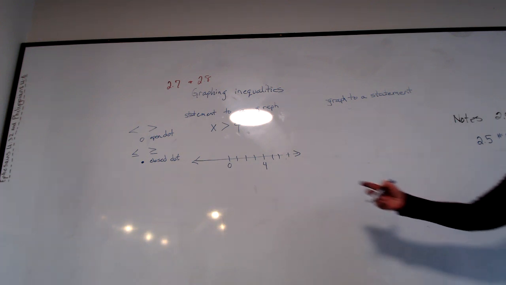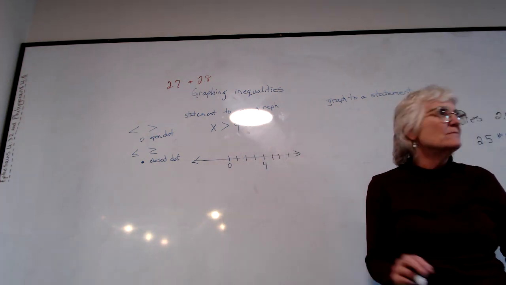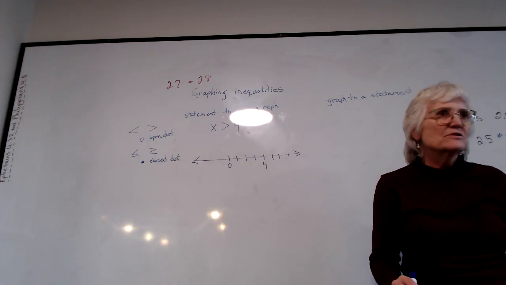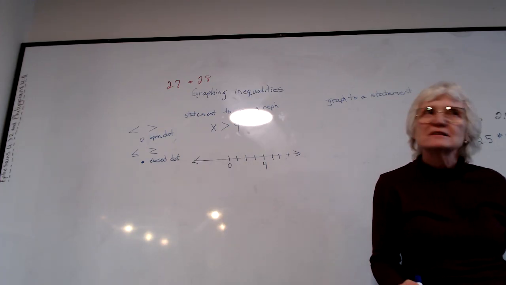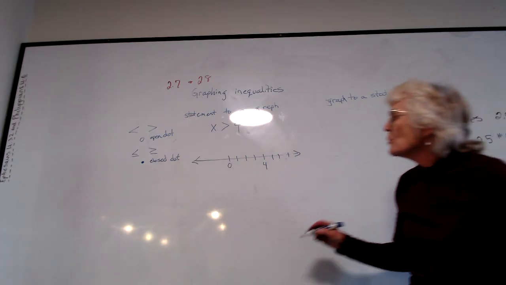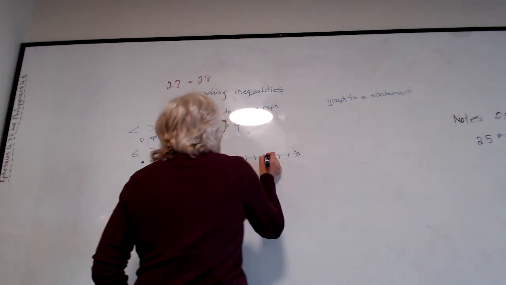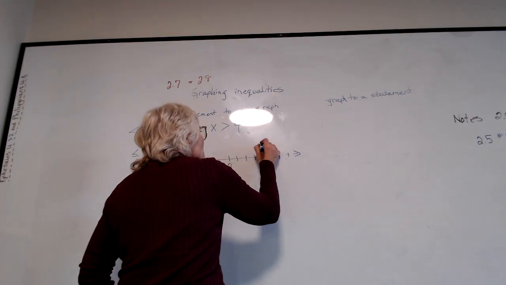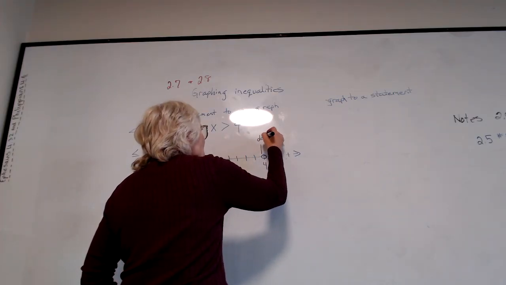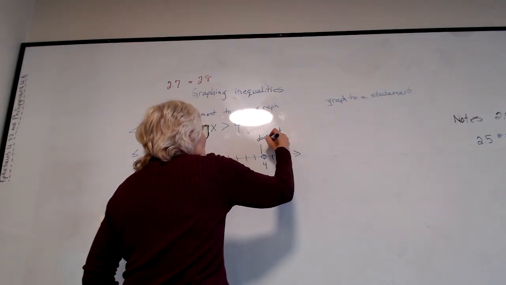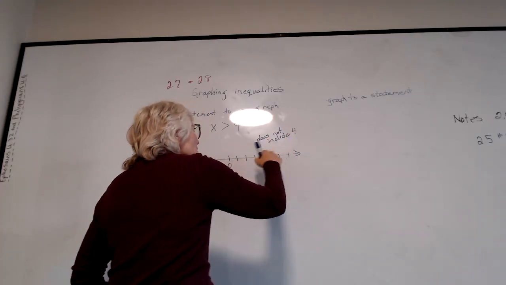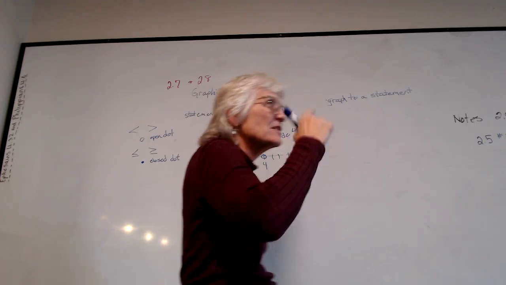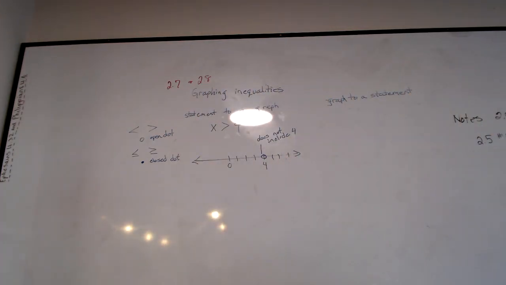Does this graph, does this statement include 4? No, because there's no equals there. Remember, we just went through that. If it doesn't have an equals, it doesn't include 4. So when we go to the 4, we put an open dot, which means it does not include the number 4. That's our number, but it doesn't include 4, so we put an open dot there.